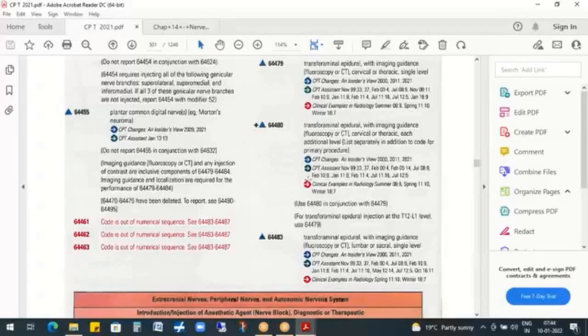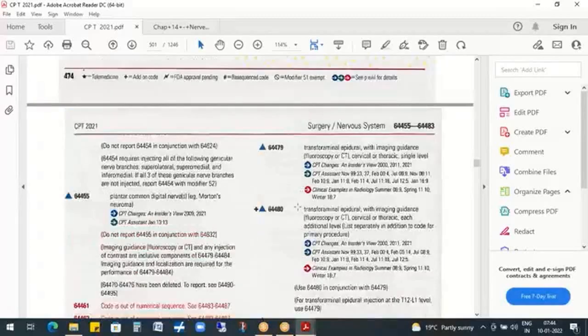Injections, anesthetic agent, and/or steroid, transforaminal epidural with imaging guidance, fluoroscopy or CT, cervical or thoracic, single level. Now, this procedure we call TFESI. If you want to note down, transforaminal epidural steroid injection, TFESI. Now, here everyone has to recall the spinal levels. On which level are they performing this procedure, cervical or thoracic?